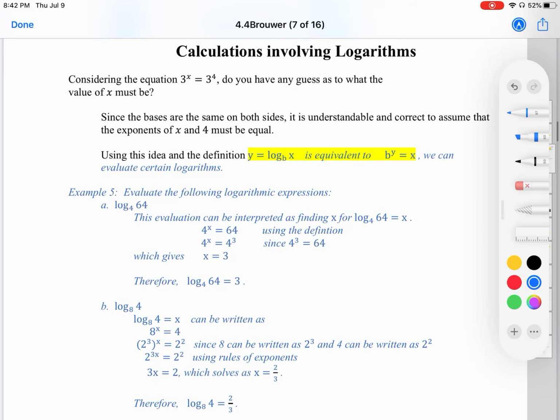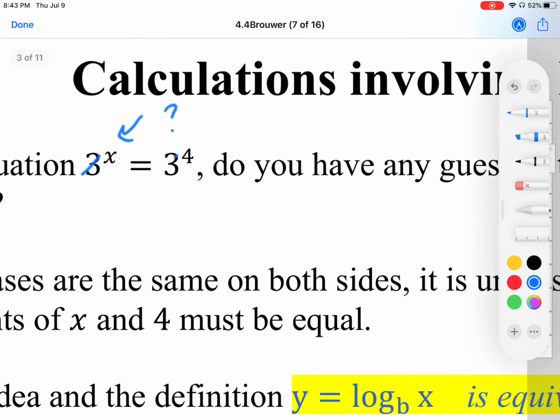Calculations involving logarithms. Consider the equation 3 to the x power equals 3 to the 4th power. Do you have any guess as to what the value of x must be? What is x? All right, since the bases are the same on both sides, it is understandable and correct to assume that the exponents x and 4 must be equal. So meaning, ignore the 3's, we're left with x equals 4.